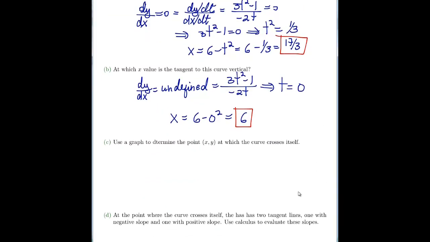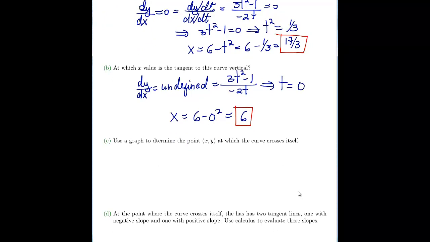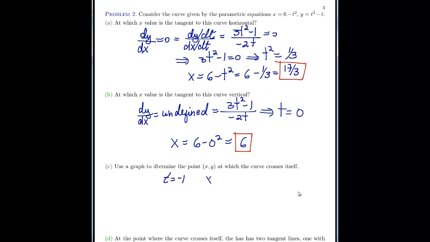So I think we can check whether t equals minus 1 and plus 1 are the right values. When t equals minus 1, x would be 5 and y would be 0, and when t equals plus 1, x would be 5 and y equals 0. So it does cross that same point at those two t values. So the point (x, y) would be (5, 0).